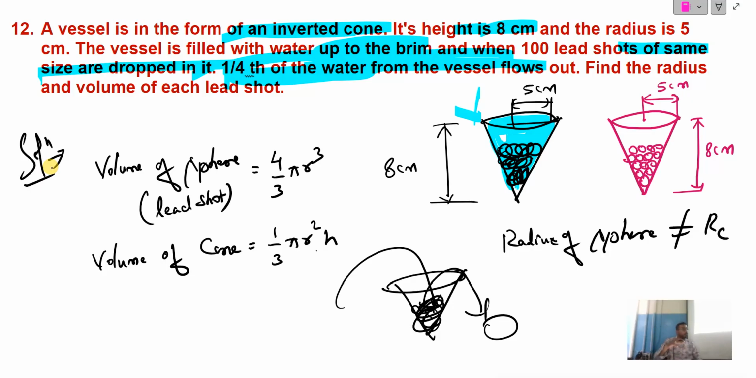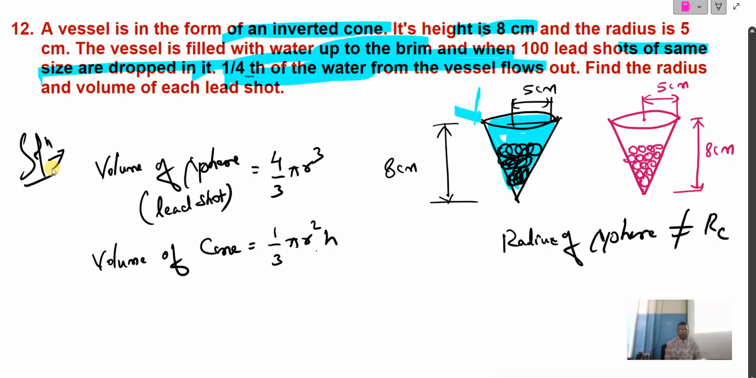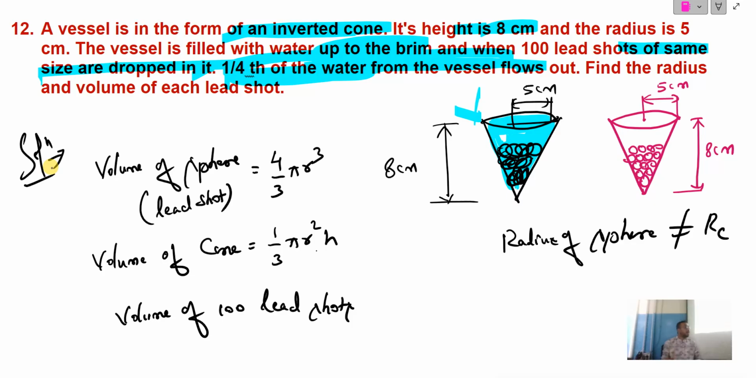Now here, 100 into 100 is a quantity. So what is the volume of a lead shot? What is the formula? As I said, it is a sphere, so the formula is 4 by 3 pi r cube, is equal to the volume of water that flows out. How much amount of water is coming outside?